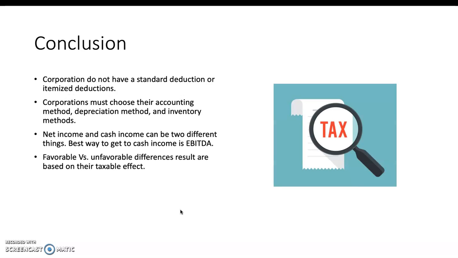In conclusion, corporations do not have a standard deduction or itemized deductions. Corporations must choose their accounting method, depreciation method, and inventory methods in a strategic way to reduce taxable income at the end of the year. Net income and cash income can be 2 different things. The best way to estimate this would be EBITDA. And then favorable versus unfavorable differences result based on their taxable effect.